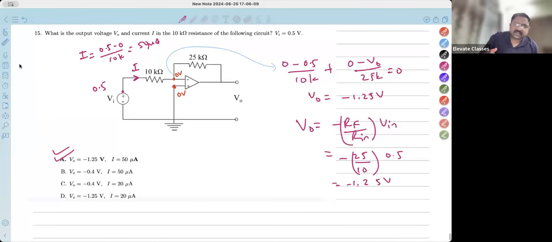Like today we had the revision class. If you very quickly skim through your notes through the problems, you'll be able to solve most of them. I think already you should be able to solve most of them. Remember, we have done adder, subtractor, then logarithmic amplifier, anti-logarithmic amplifier, integrator, differentiator. Again, a lot of questions will come from integrator, differentiator.